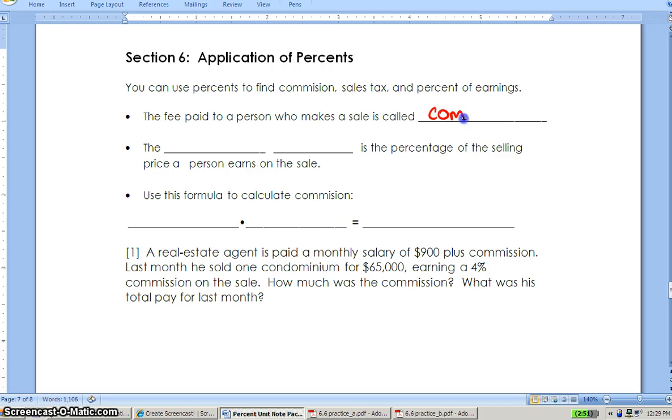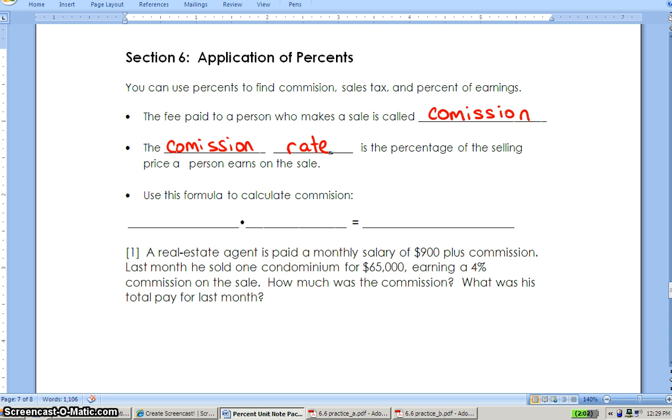So, C-O-M-I-S-S-I-O-N. And the commission rate, I'll give you a second to write that down, is the percentage of the selling price a person earns on a sale.